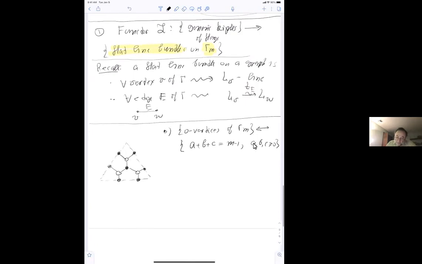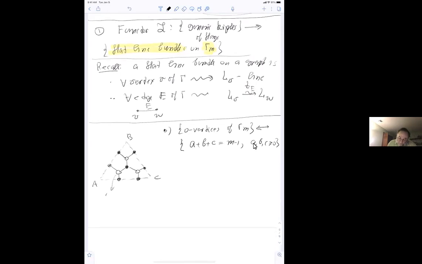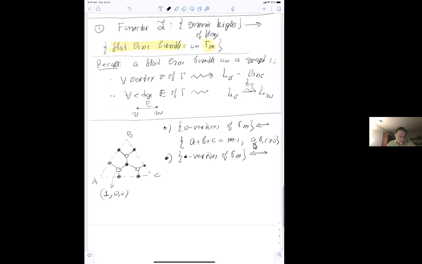Indeed, in this situation, you have three white vertices, and so if this is a flag a, b, c, which we think is attached to the vertices, then for example, this one you can assign 1, 0, 0, and so on. Next, if you talk about the black vertices of this particular graph gamma m, they are in one-to-one correspondence with solutions of a slightly different equation, a plus b plus c equals m minus 2.